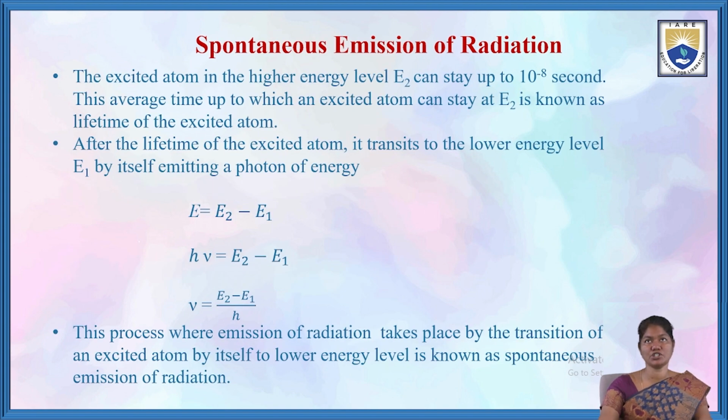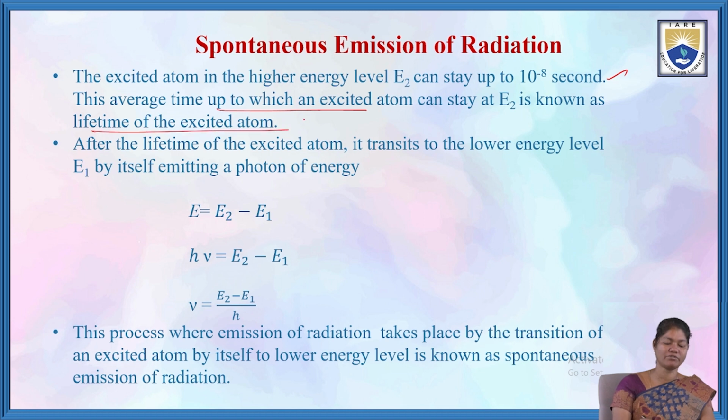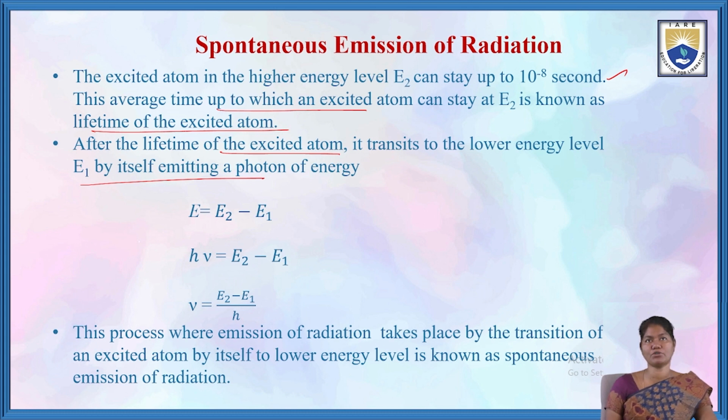In spontaneous emission of radiation, the excited atom in the higher energy level E2 can stay up to 10 power minus 8 seconds. This is the average time up to which an excited atom can stay at the energy level E2, and it is known as the lifetime of the excited atom. After the lifetime, it transits to lower energy level E1 by itself, emitting a photon of energy E equals E2 minus E1.